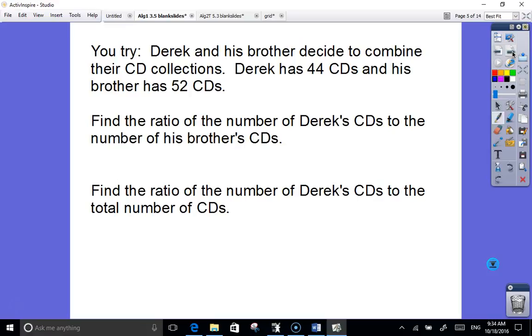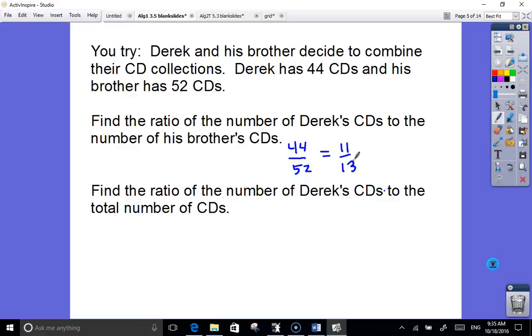So what's the ratio of Derek's CDs to his brother's CDs? Quiet, please. Okay. What's the ratio of Derek's to his brother's CDs? 44 over 52, but then you've got to simplify it. 11 over 13. Right.